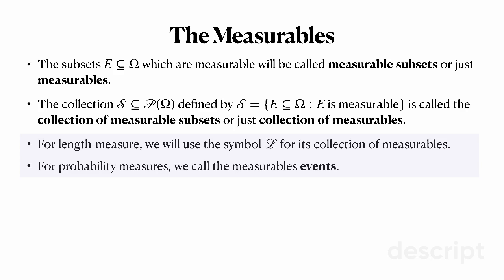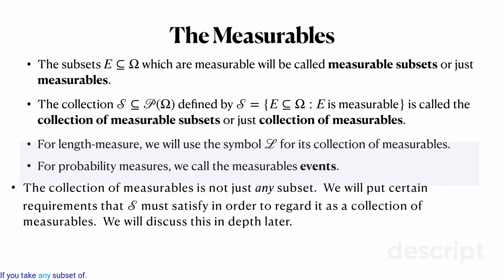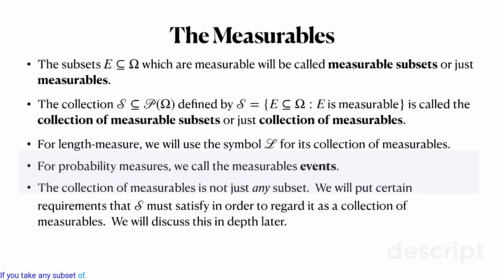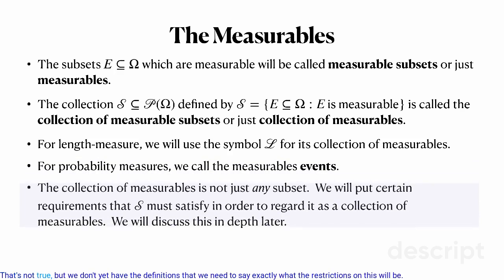So the thing that a probability measure measures is still a subset of the sample space, but we call such a thing an event. Now, so said, it makes it sound like we'll just allow any subset of the power set of omega to be counted as some collection of measurable subsets. That's not true, but we don't yet have the definitions that we need to say exactly what the restrictions on this will be. So more on that later.